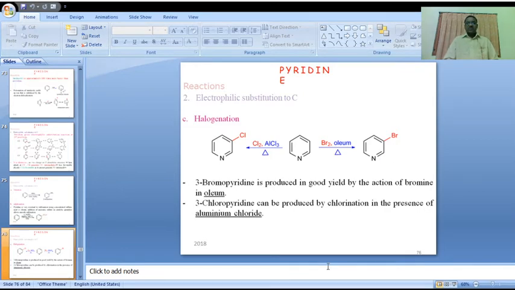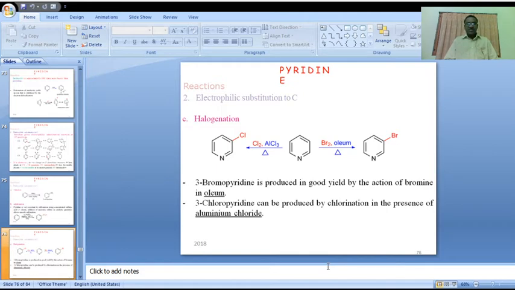In the last class, we learned about synthesis and electrophilic substitution reactions of pyridine. Today we are going to discuss other chemical properties of pyridine. Now, first we will discuss electrophilic substitution reaction. Another example, the last example, is the halogenation reaction.